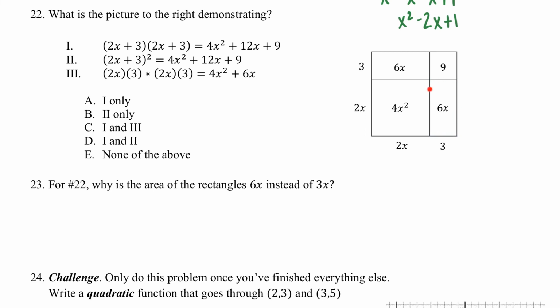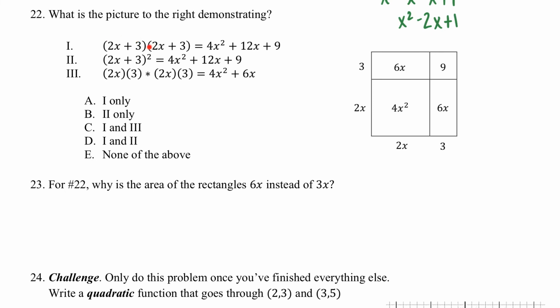So when you do 2x times 3, you get 6x there. And same thing here. When you do 2x times 3, you get 6x there. And it looks like we're going to have to add 9 to complete the square here. Okay. All right, so what is this demonstrating? Let's just look at the answer choices here and see what we've got.